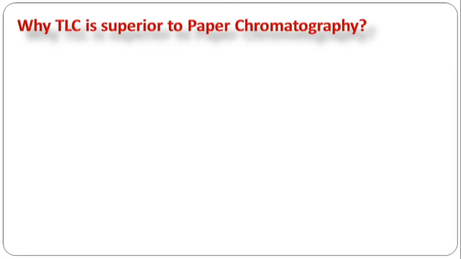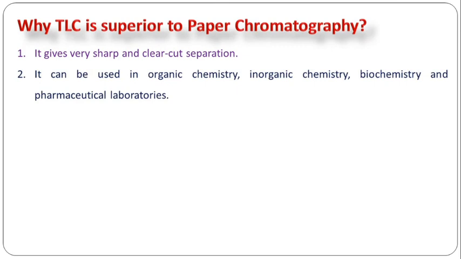As we have seen earlier, TLC is a faster method than paper chromatography. This is an advantage, as well as that handling of paper is somewhat difficult compared to the TLC plate, that is, the thin layer chromatographic plate. So we'll see what the advantages are. It gives very sharp and clear-cut separation. As compared to paper chromatography, spreading is not there in TLC. That's why it gives very sharp and clear-cut separation.